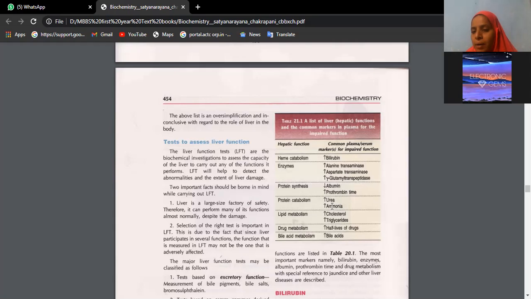Hyperammonemia type 1, hyperammonemia type 2, isn't it? Okay, that means the urea cycle is disturbed. Suppose the metabolites, that means urea levels, are rising. I told you it is very dangerous and it will lead to coma.